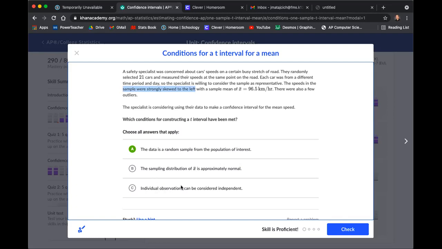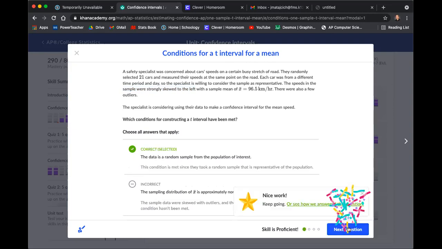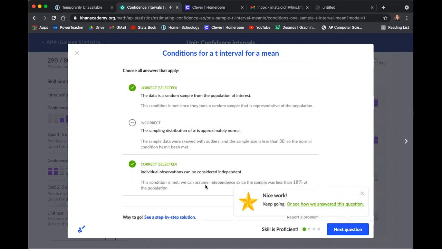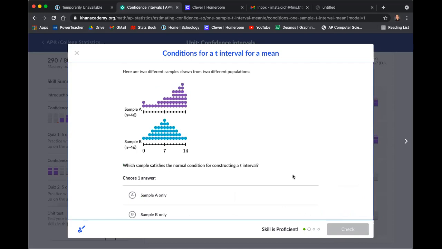The last thing, individual observations can be considered independent. So since they did 21 cars on a busy stretch of road, I think it's a pretty reasonable assumption to say that there were more than 210 cars to choose from. And it looks like they agreed. The sample was probably less than 10% of the population. Reasonable assumption to make. Okay, we'll practice a few more of these.